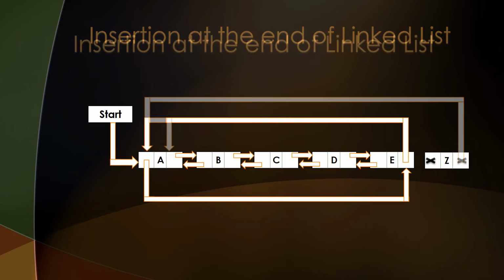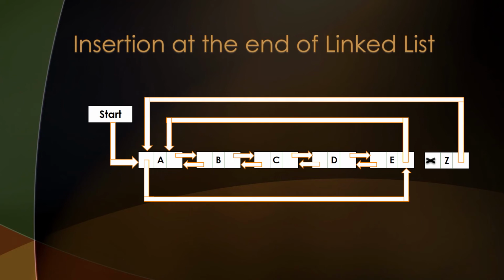Since now node Z would be the last node in the linked list, its forward pointer should point back to the first node in the linked list. And here it is, we have changed the forward pointer of node Z, which now points to the first node A in the linked list.